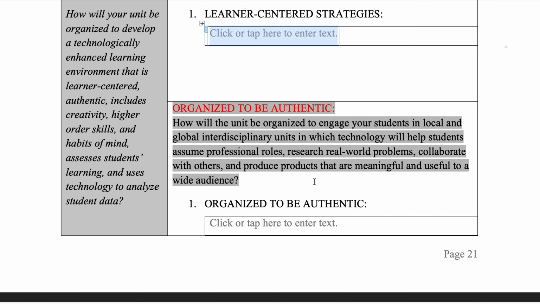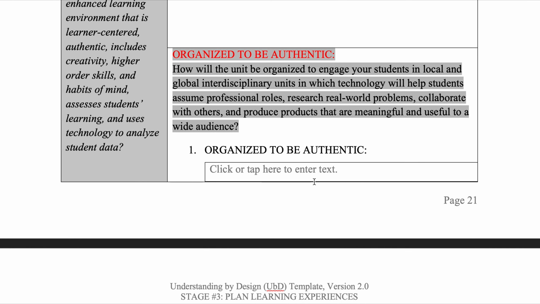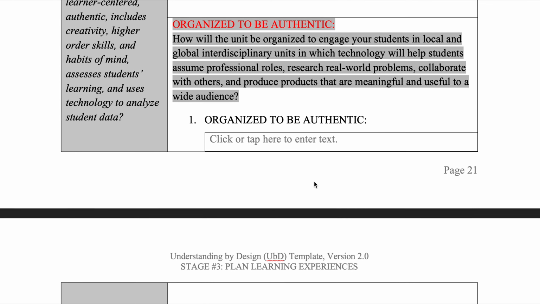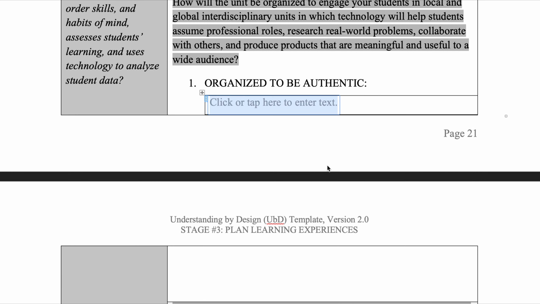And the next section will be organized to be authentic. How will you be organized to make sure that your students are engaged and local? Basically with technology, research real world professional problems, collaborate with others. Are they going to produce products that are meaningful and useful to the audience? Now, how will this unit be organized to be authentic? You will indicate that in this section here.